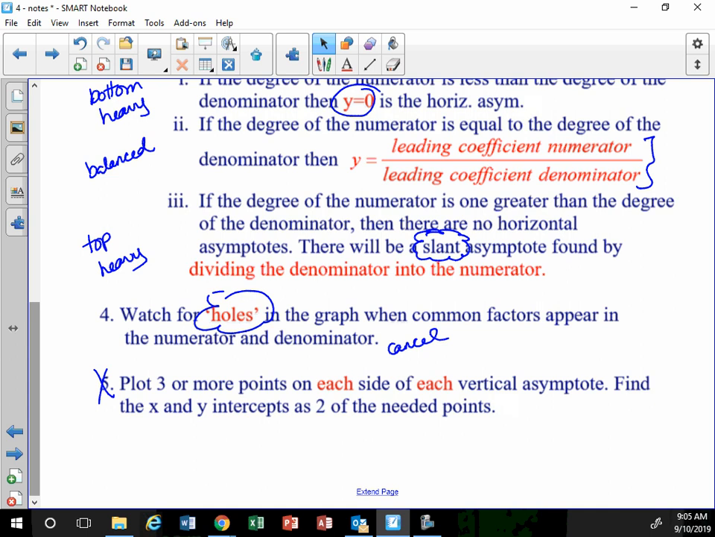I'm not looking for you to make a gigantic table of values and plug in numerous points. Not looking for perfection on these graphs. I'm looking for the general shape following the asymptotes with a couple of key points there. So you're not going to plug in tons and tons of points, just enough so that you know what your graph looks like. Okay, so let's try some.